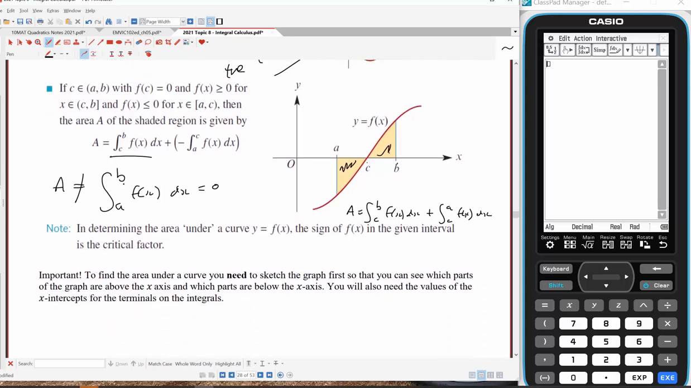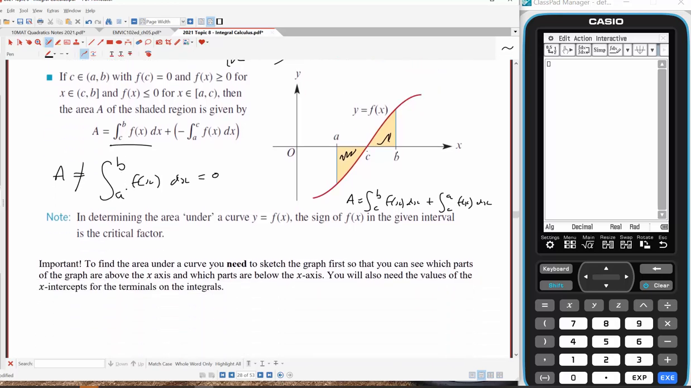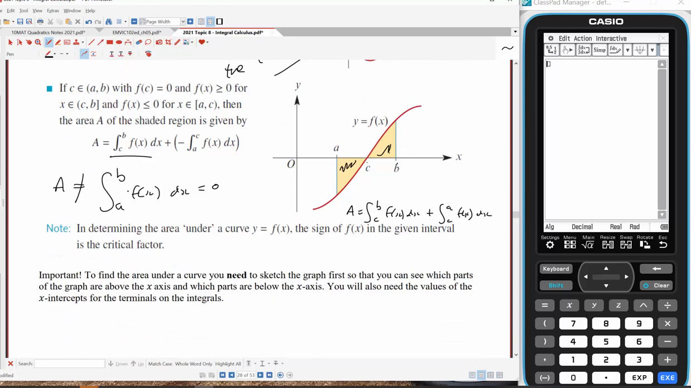I think I alluded to this last lesson, where I said that if you want to find physical areas or actual areas under curves and you don't sketch the graph, you really are taking a risk by just throwing it into a flat out integral. So it says here, important: to find the area under a curve, you need to sketch the graph first so that you can see which parts of the graph are under and which parts are over. You will also need the values of the x-intercepts for the terminals on the integrals. So you need to know where it cuts through the x-axis so you can pop them on the terminals here.